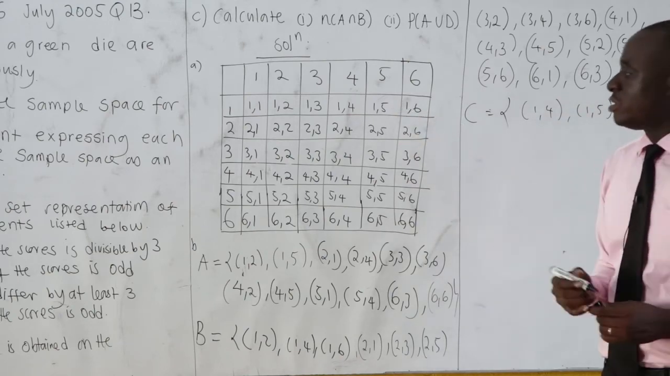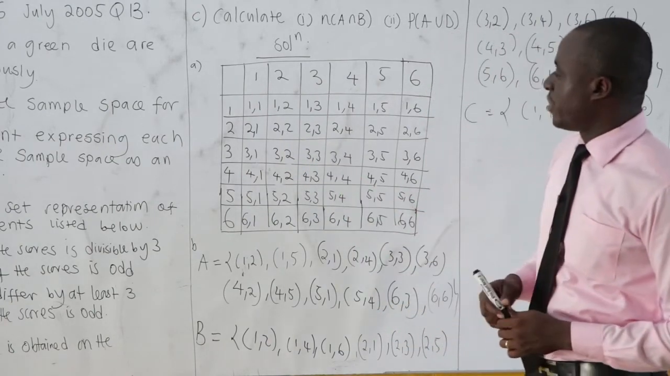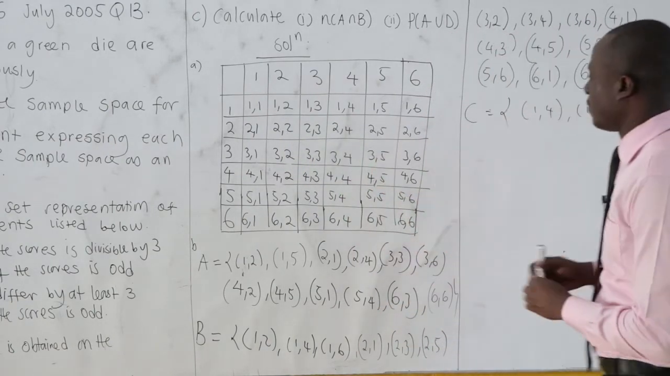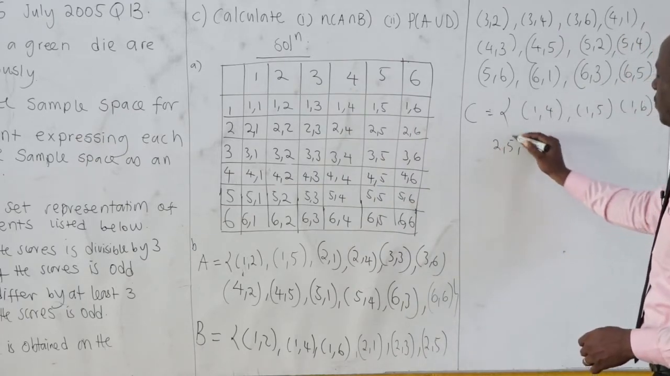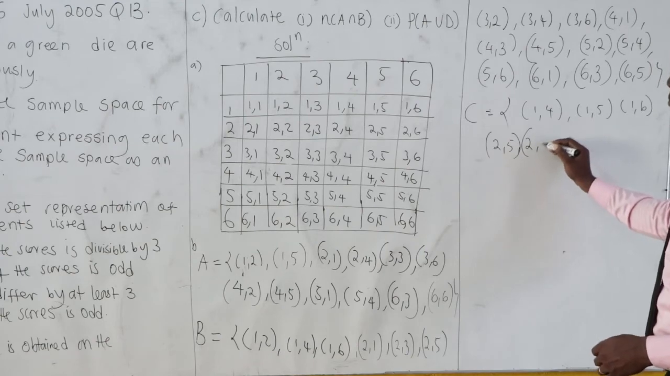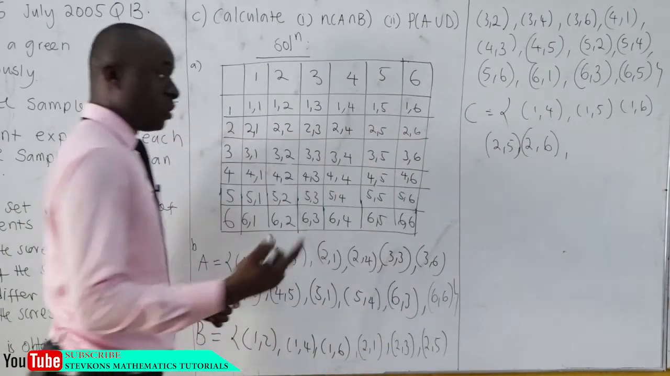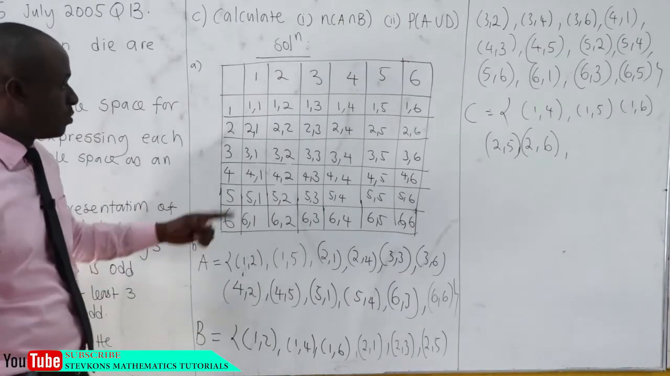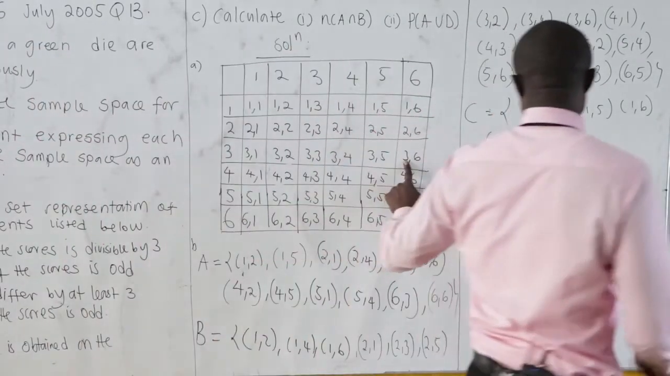All of these, when you subtract, you get at least 3. Now 2, 3, no. 2, 4, no. 2, 5 and 2, 6, yes. The difference is 3 or more. This one, 3, 5, no. 3, 6 is part.